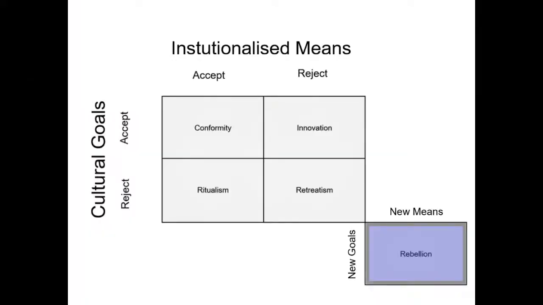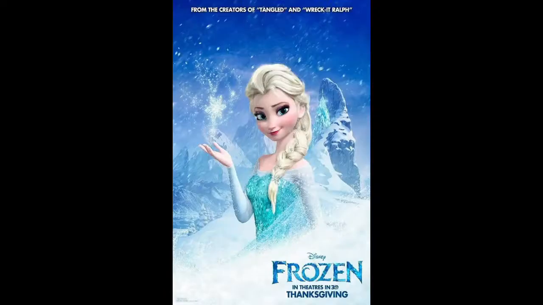The last reaction to strain is rebellion, where one rejects both the cultural goals and the institutionalized means, but instead of retreating from society, they create their own goals and means. This reaction can be applied to Elsa from Frozen.